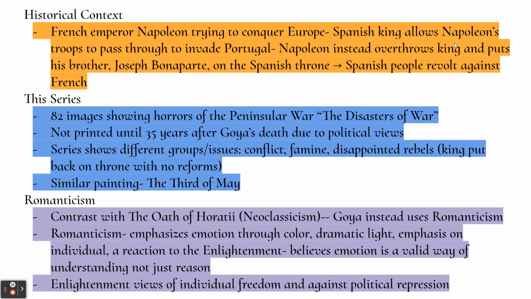But romantics believe emotion is a valid way of understanding the world, not just reason and rational thought like the Enlightenment promoted. But it did hold on to the Enlightenment views of individual freedom and being against political repression, which we'll see here. So go ahead and pause here if people need a few more minutes to finish writing stuff down.